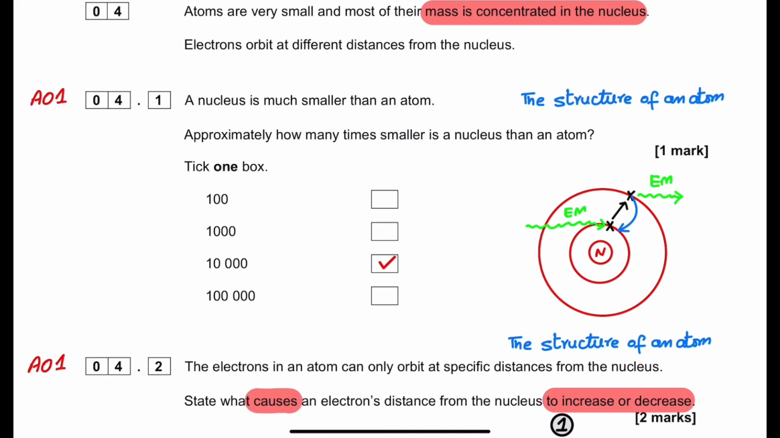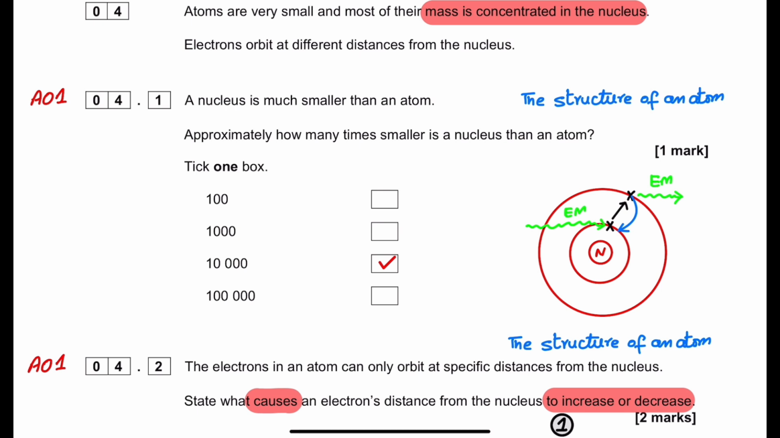4.2 is an A1 question. The electrons in an atom can only orbit at specific distances from the nucleus. State what causes an electron's distance from the nucleus to increase or decrease. And this question is from the topic of the structure of an atom.